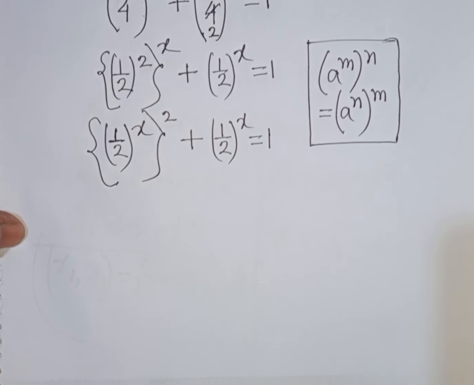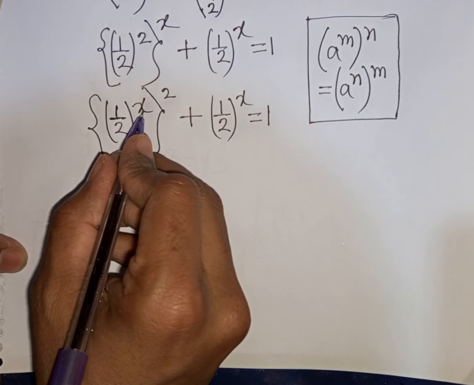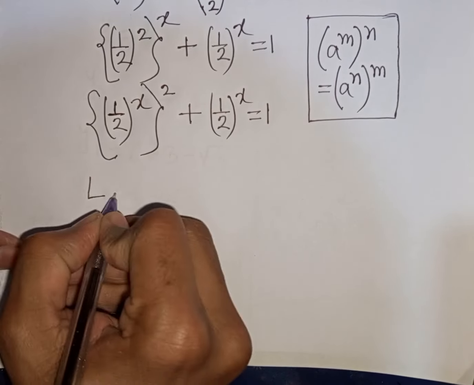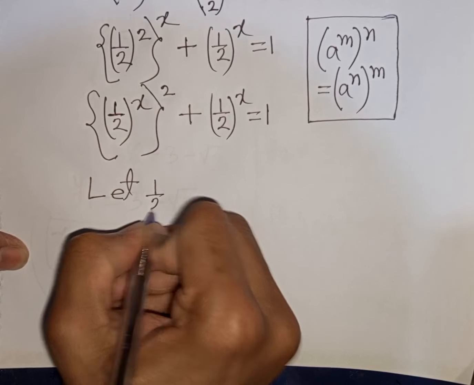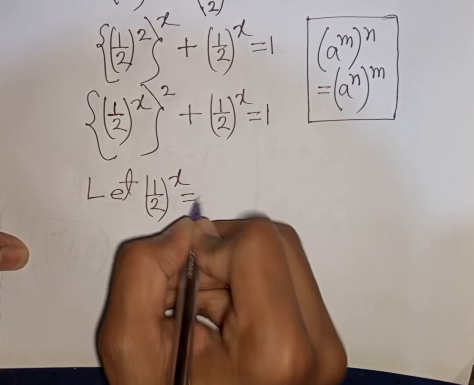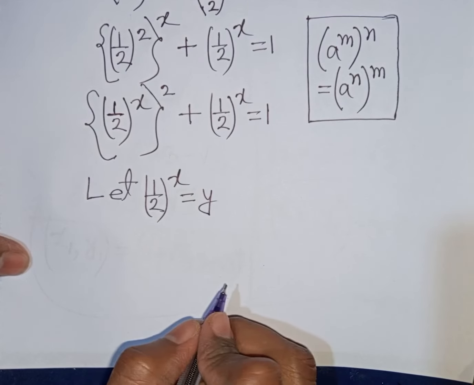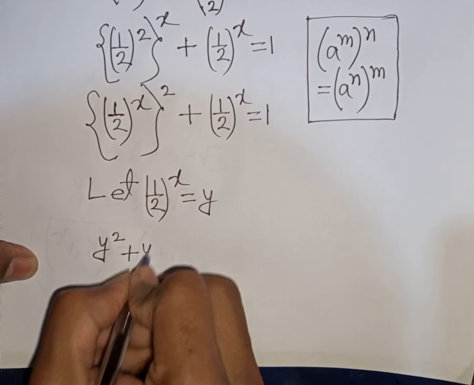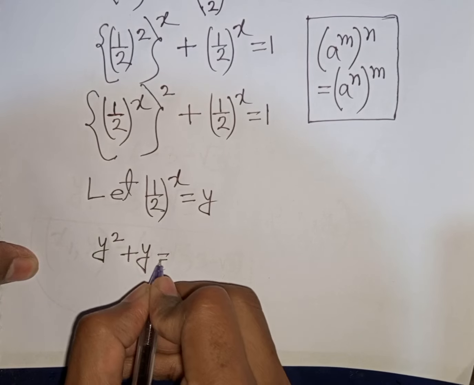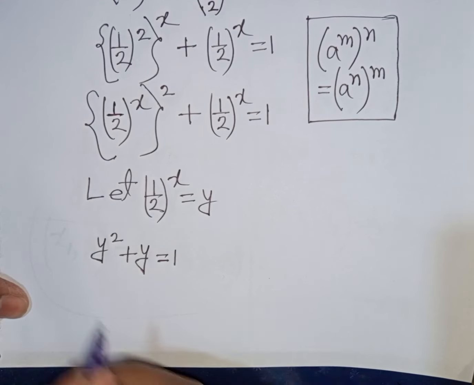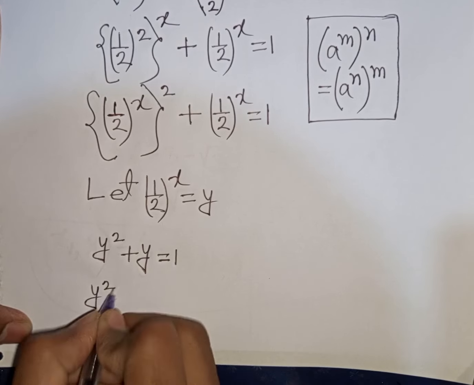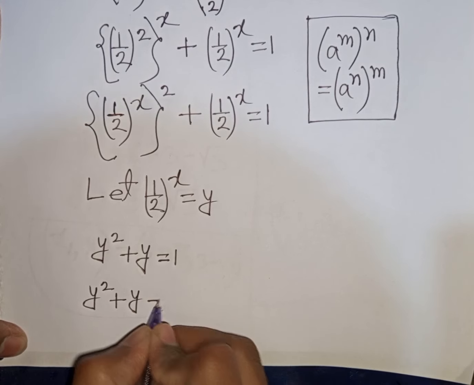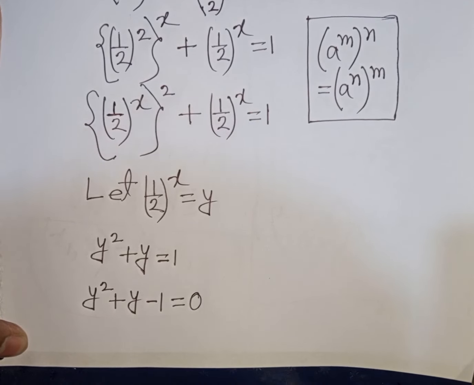Now we see 1 by 2 bracket power x, 1 by 2 bracket power x, both terms are the same. So let 1 by 2 bracket power x be substituted by y. So our equation will be y square plus y is equal to 1. Now I can write here y square plus y, then this plus 1 take to the left side, so this will be minus 1, then is equal to 0.